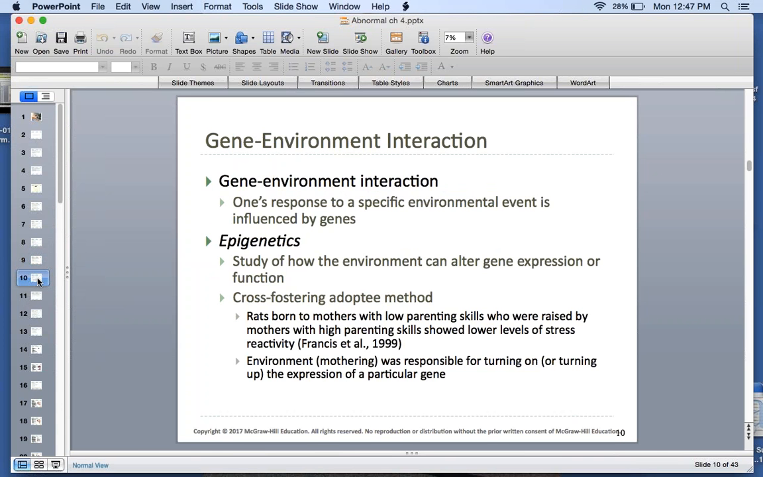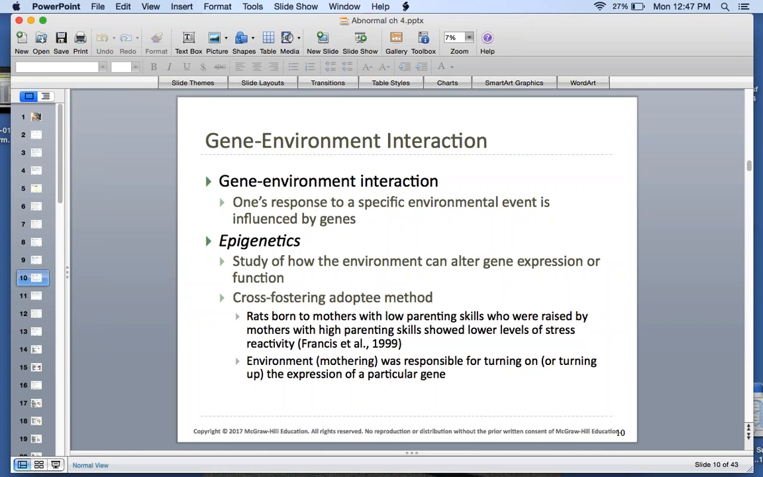All right. More terms. Gene-environment interaction. We talked about this already, right? One's response to a specific environmental event is influenced by genes. Now, epigenetics, and this is why I put this gene-environment interaction here again, is to help focus in on the term epigenetics. And that is the study of how the environment can alter gene expression or function, okay?